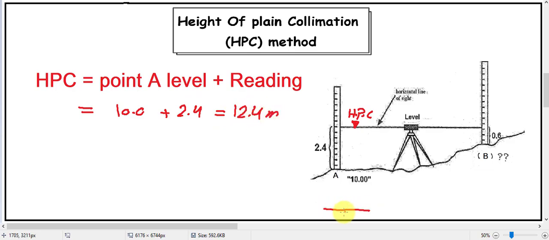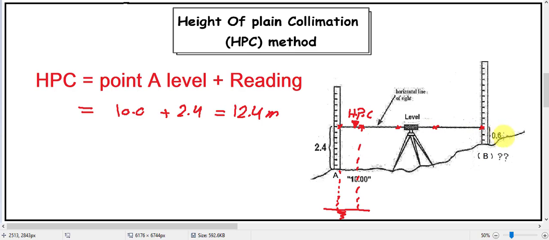If we have here the mean sea level, the height of point A is 10 meter and the height of HBC is the height of point A and the vertical reading on this staff. So it will be 12.4 meter. Since the surface is completely horizontal, all points on it have the same level. So this point has the same level as this point and this point. All points have the same level on this line because this line is completely horizontal.